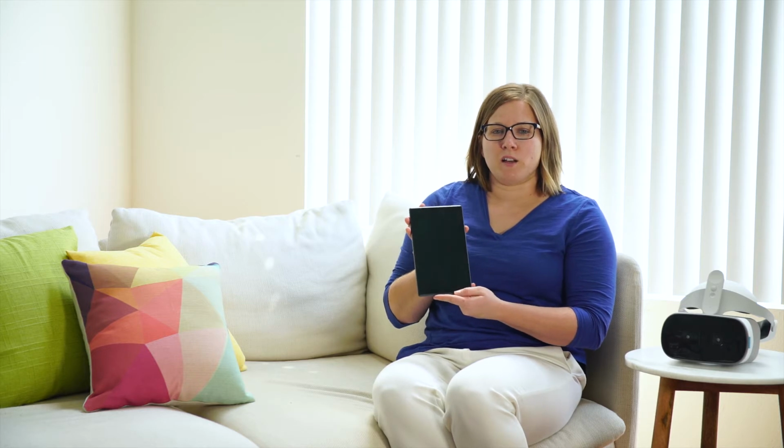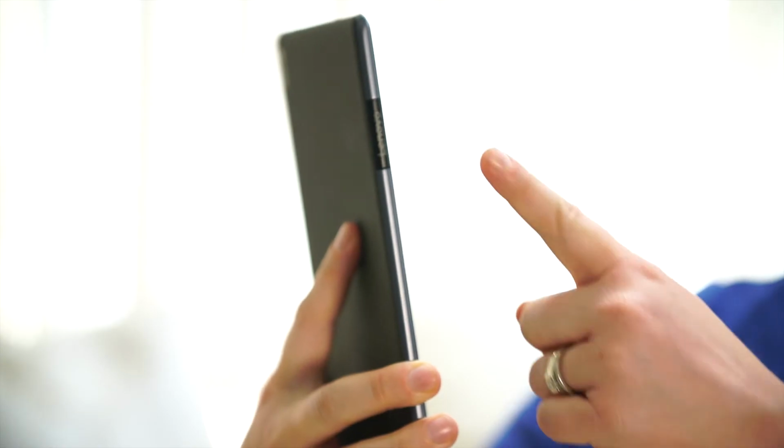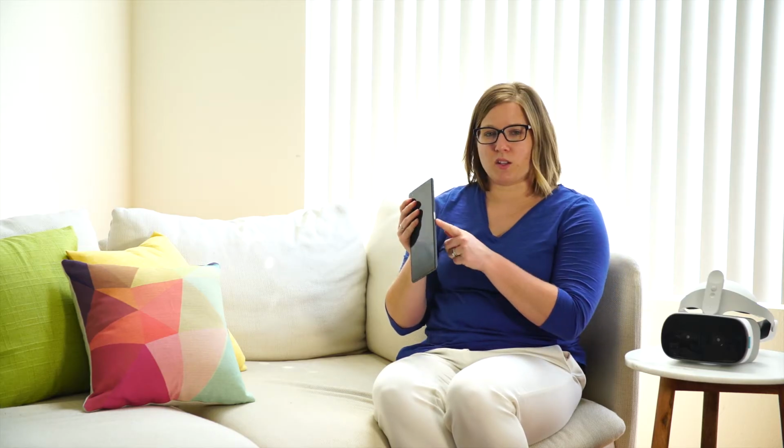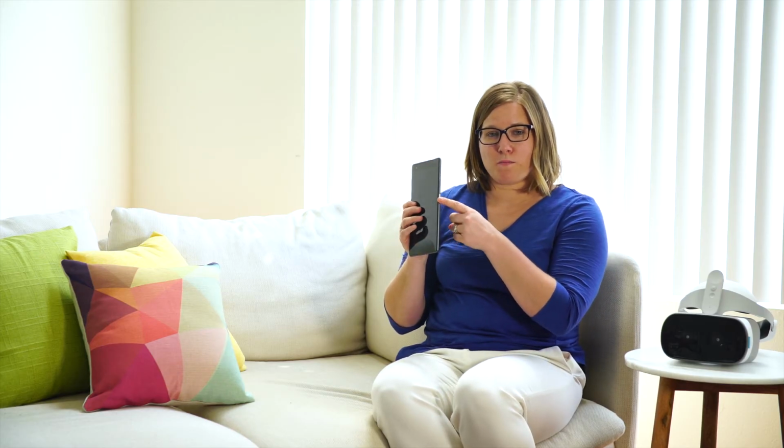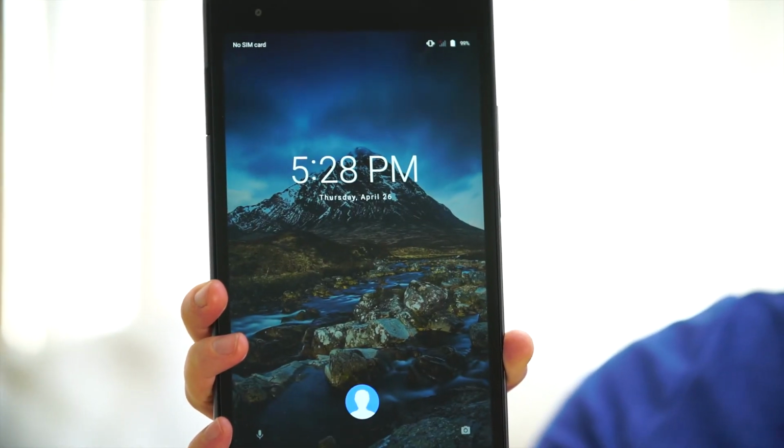Start by turning on the tablet and ensuring it is connected to wireless internet. The tablet is held with the Lenovo icon on the left side of the tablet, and the power button is on the right side of the tablet. The power button is located right below the volume buttons. Press and hold to turn the tablet on, or tap to wake the tablet.